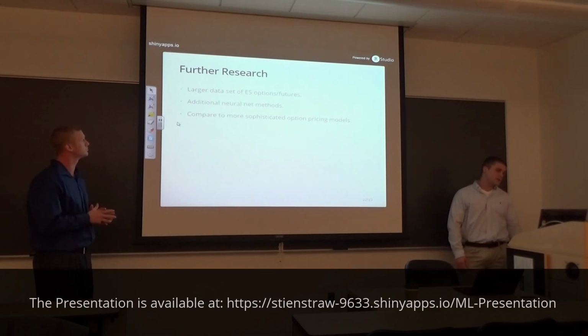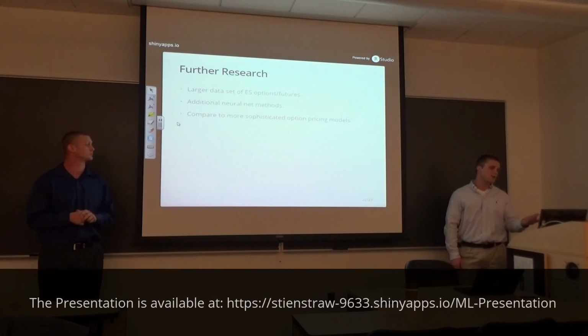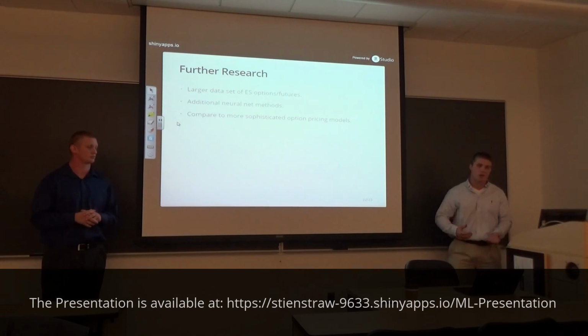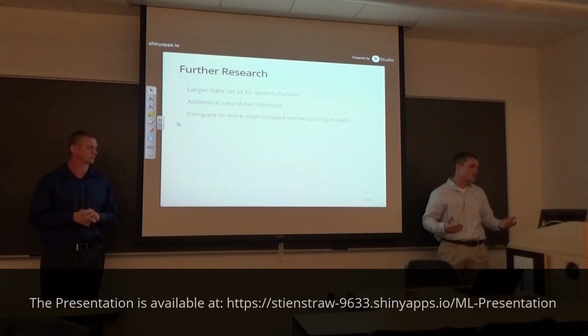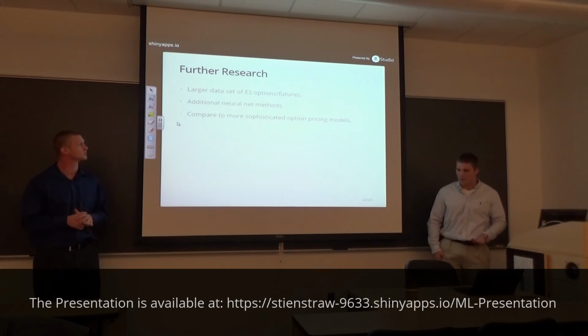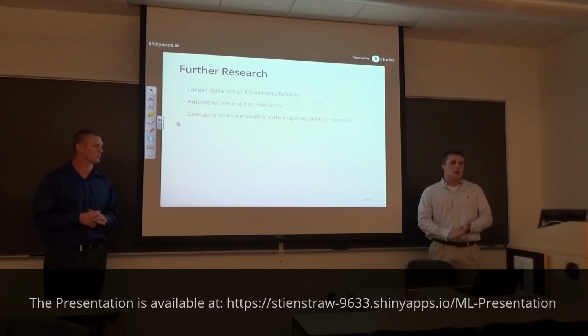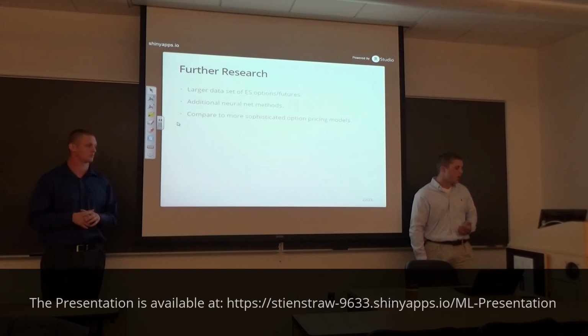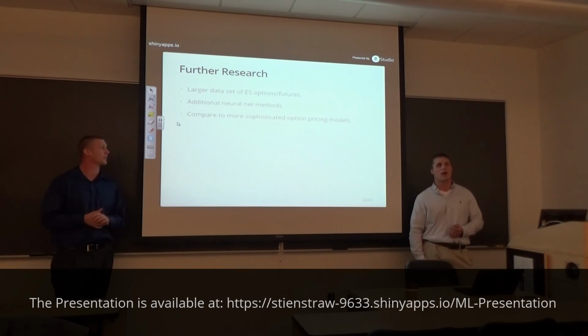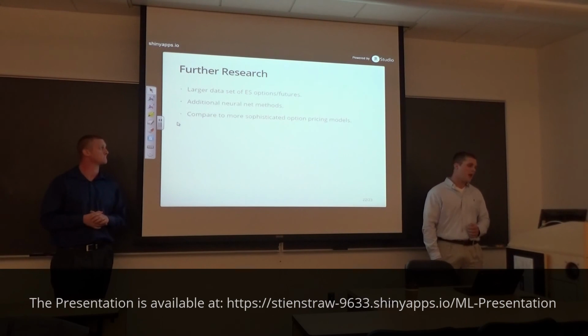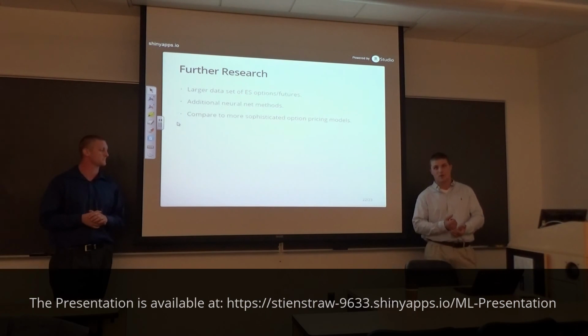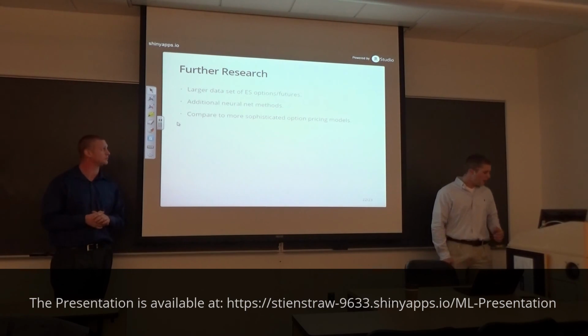And like I said, for further research, we want to use a larger data set. We actually got a hold of some data that we're working with currently, ES options and futures, so it's like mini S&P 500 options and futures. And we want to use additional neural net methods. We've looked into most of them on R. We're thinking about maybe engineering our own neural network via RStudio and R software. That's an avenue we're looking to go down to make our results more robust. And then we're going to compare it to more sophisticated option pricing models to also ensure robustness across the model.